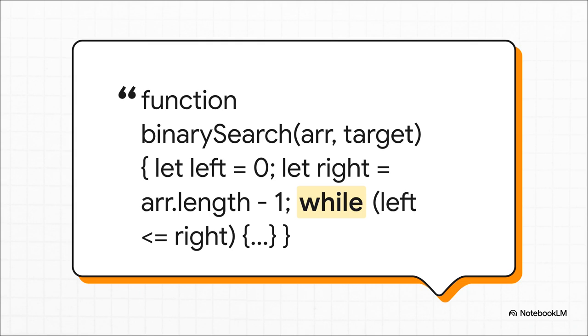The catch is it only works on a sorted list. The code jumps to the middle element. If that's not what you're looking for, it asks, is my target bigger or smaller? Based on the answer, it completely throws away the half of the list it doesn't need, and it just repeats that process, halving the search area every single time.